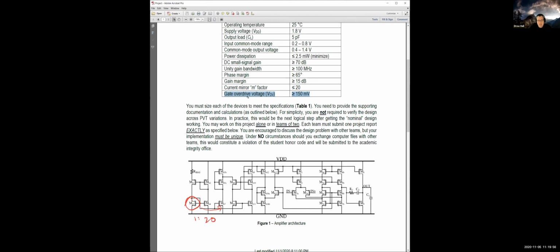And then the last constraint here is the gate overdrive voltage must be greater than 150 millivolts. This is to put the devices in moderate inversion such that we don't have to deal with quite so many short channel effects in this project.